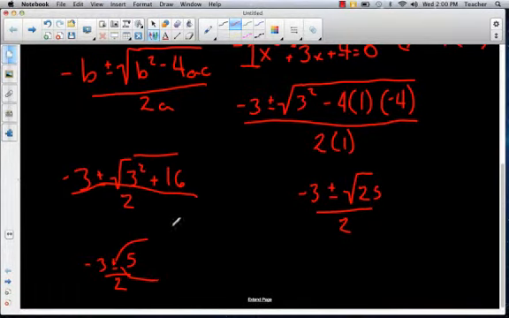So here, this one, we'll get 2 over 2, which equals 1. And here we get negative 8 over 2, which equals 4. So see, we have 1 and 4. So here, we're ending with the exact same answers that we had before.